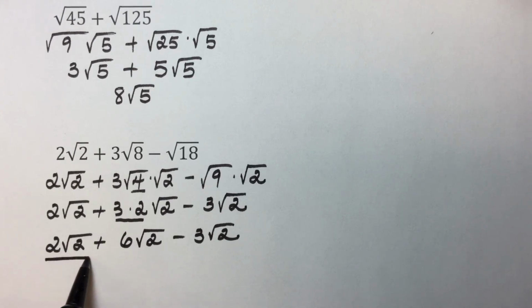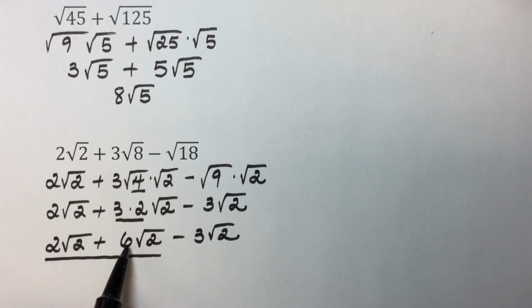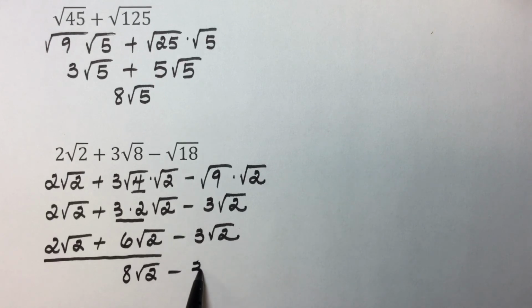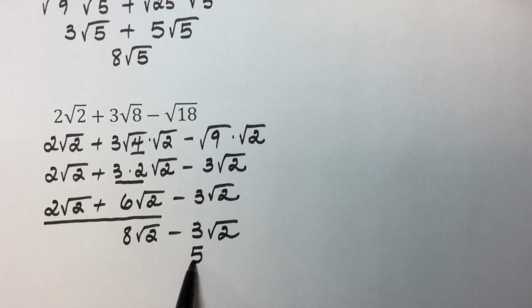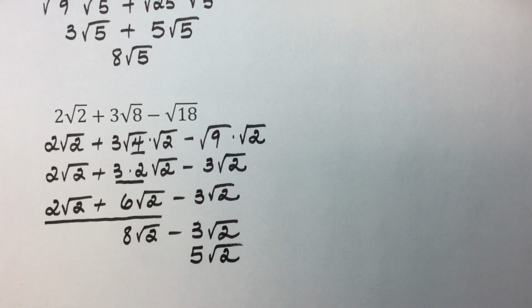So going from left to right, we have 2 plus 6 would give us 8 times the square root of 2, minus 3 times the square root of 2, and 8 minus 3 results in a final simplification of this expression of 5 times the square root of 2.